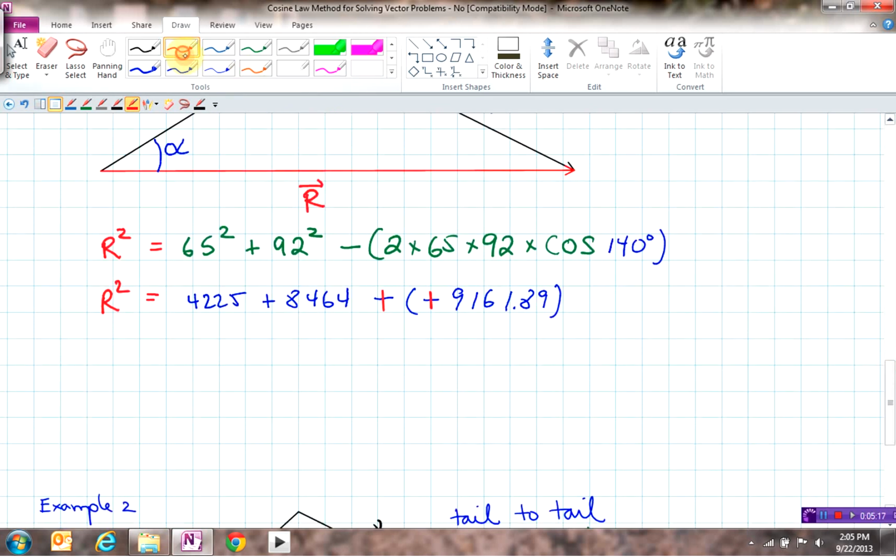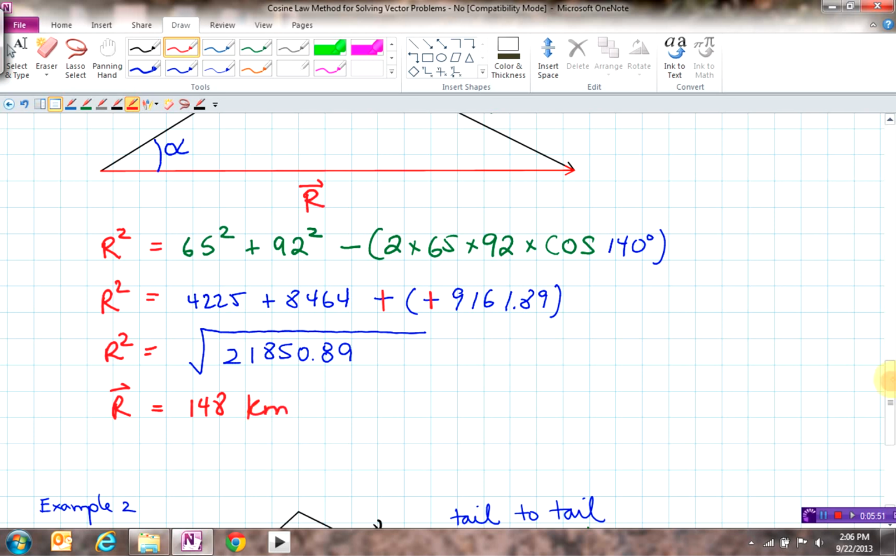And that means if I continue with this, R is going to equal the square root of 21,850.89, and that means the magnitude of the vector R is going to be equal to 148 kilometers. That's using the cosine law. But remember, this is just the magnitude.